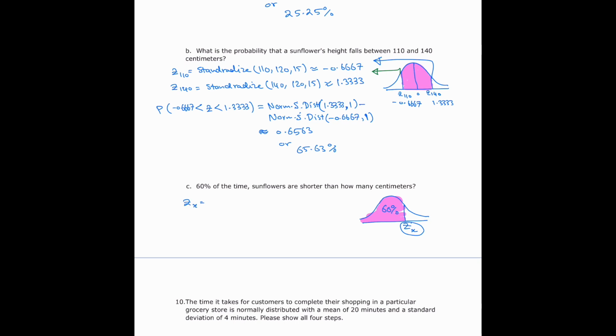So the z-score is equal to norm.s.inv of 60% or 0.60. And that z-score will be approximately 0.2533 rounded to 4 decimals. And now, in order to find the x itself, we're going to use this formula: z times the standard deviation plus the mean, which is 0.2533 times 15 plus 120. And that is going to give us approximately x equal to 123.80 centimeters.